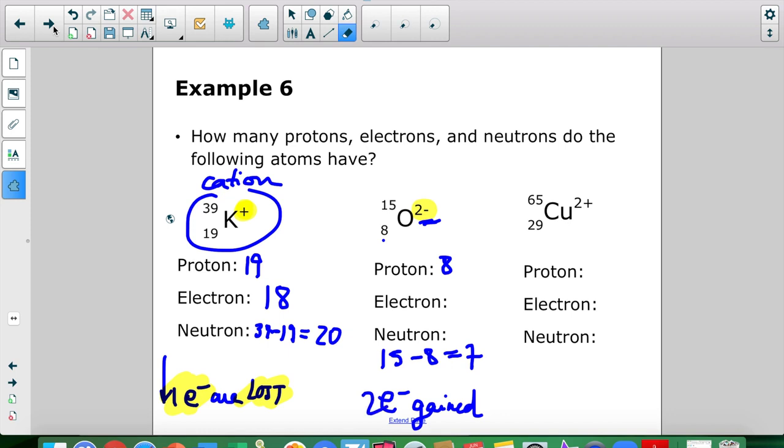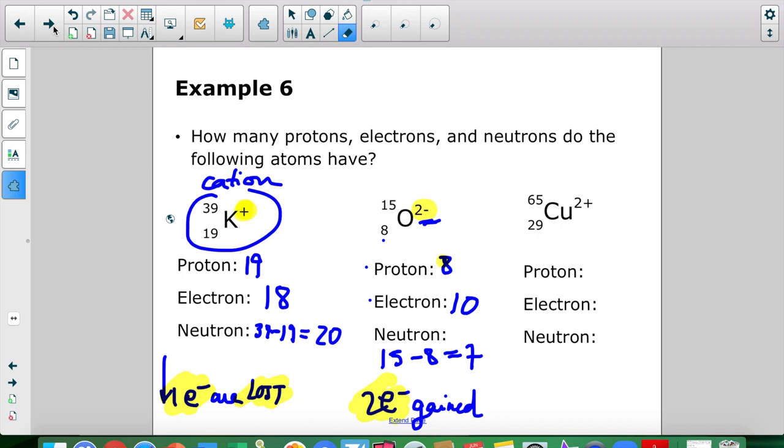So this element, originally, if it was neutral, it would have 8 protons and 8 electrons. But the thing is that it's not neutral. So it has 2 more electrons than the neutral one. So what do we have to do? You need to add 2 electrons to these 8. So the total number of electrons is going to be 10.